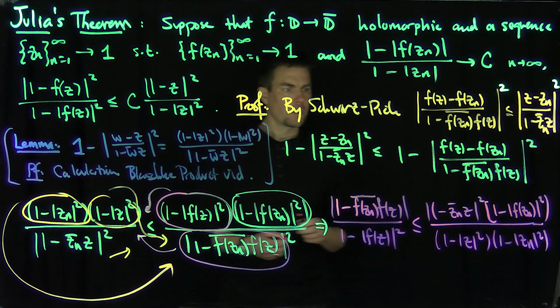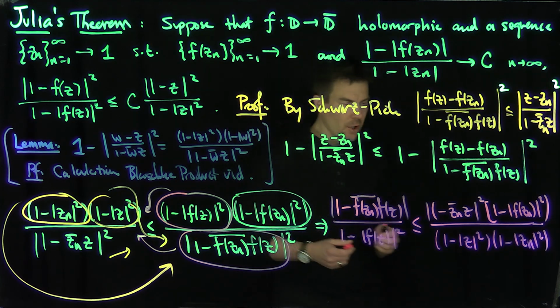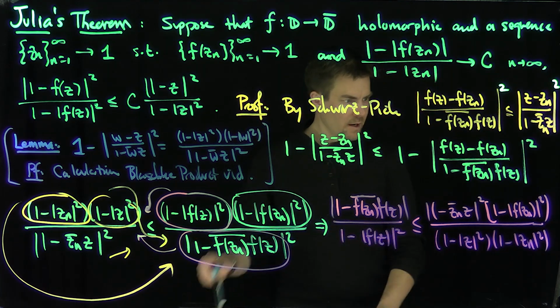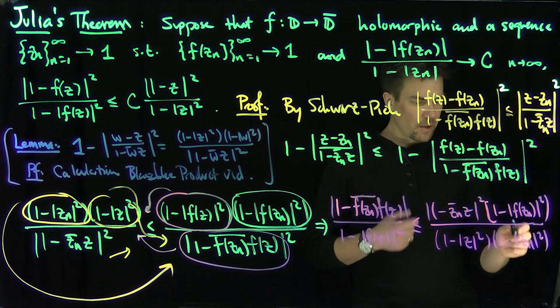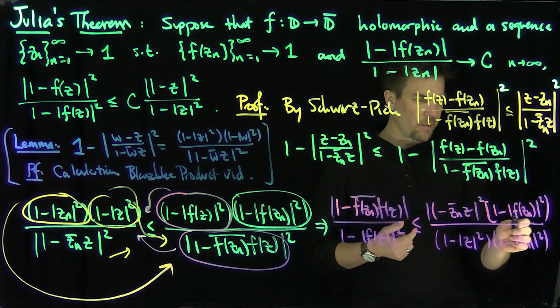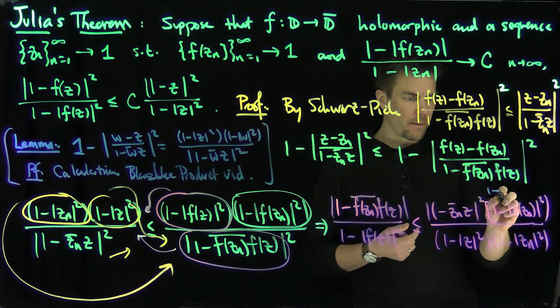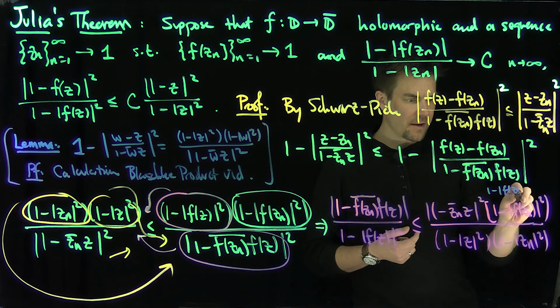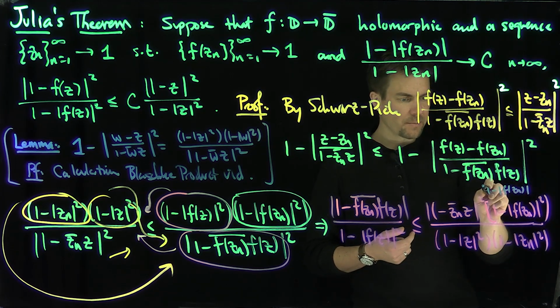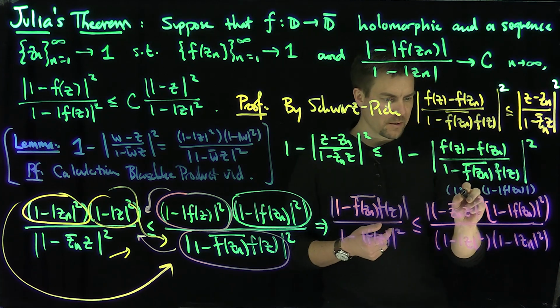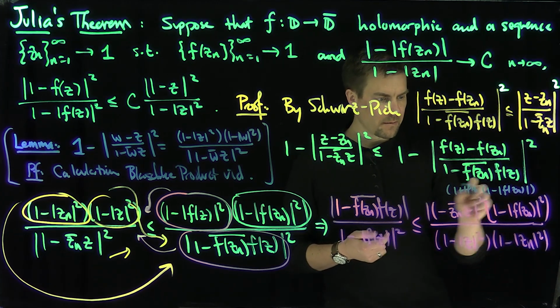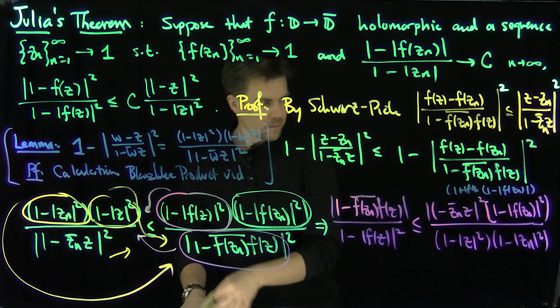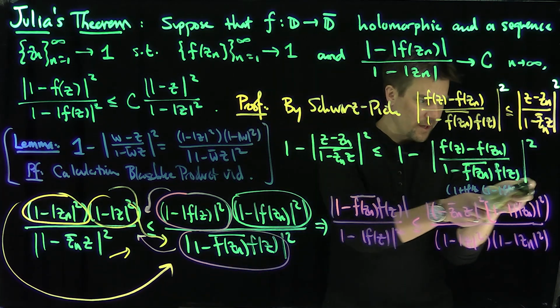Good. Now let's think what's happening over here. Notice that this is really a difference of squares. It's going to be 1 minus mod f zn, and then 1 plus mod f zn, right? Let's give us some more space over here. So that's what this numerator is. Let's rewrite that.